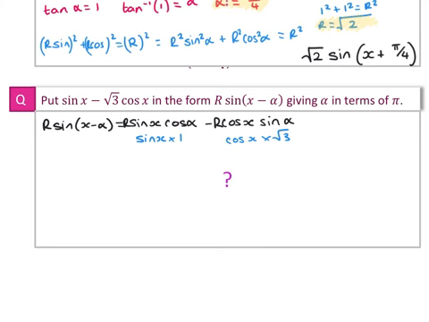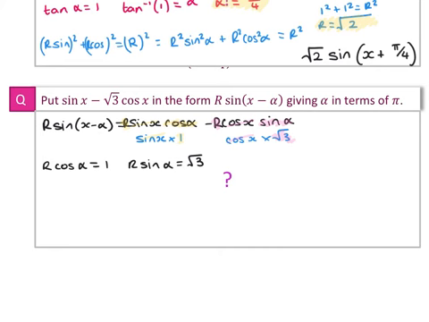We compare coefficients, so they both have a sine x, so that means in this case r cos alpha equals 1. So that's our first thing: r cos alpha equals 1. And then on the other side of the equation they both have cos x, so that means r sine alpha equals root 3, because that's the coefficient, yeah? So we're going to have r sine alpha equals root 3.